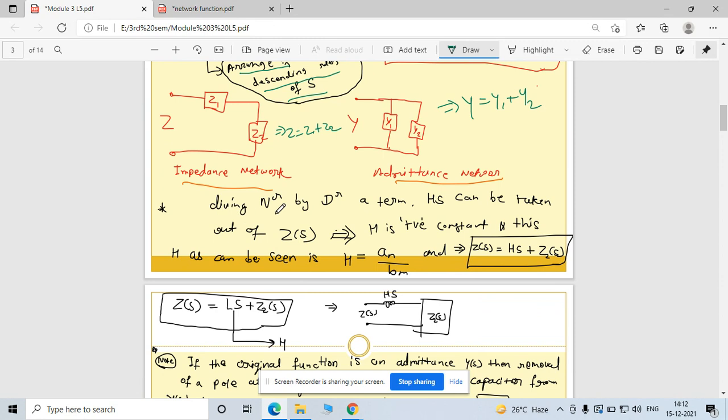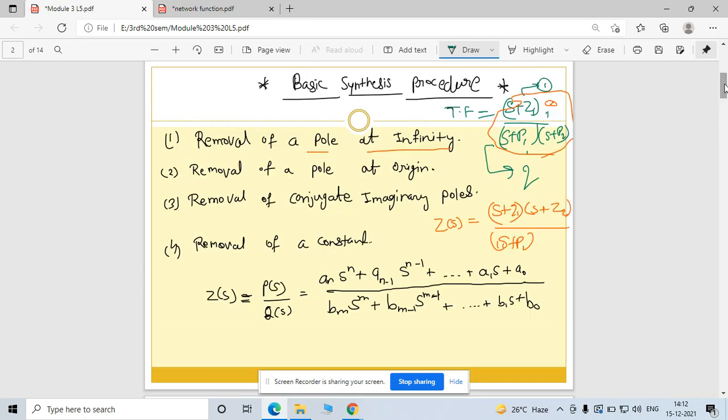You have to divide the numerator by the denominator term by term, right? So h of s can be taken out of z of s. H of s is a positive constant, and this h of s can be seen as an by bn. See here in this standard format. This is your standard format. Okay, so these are the methods.